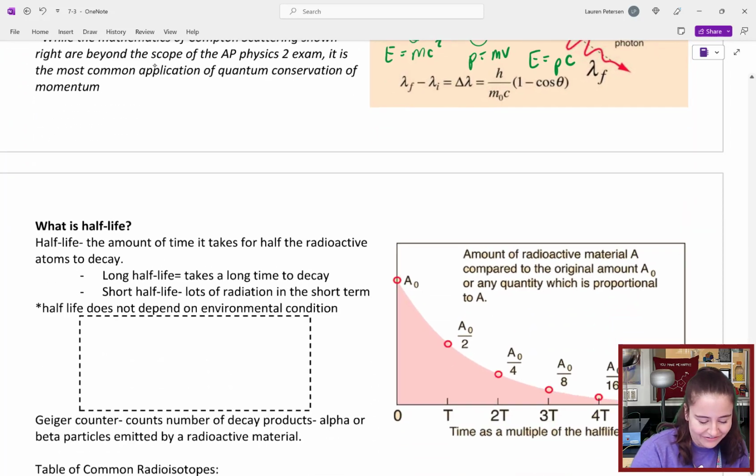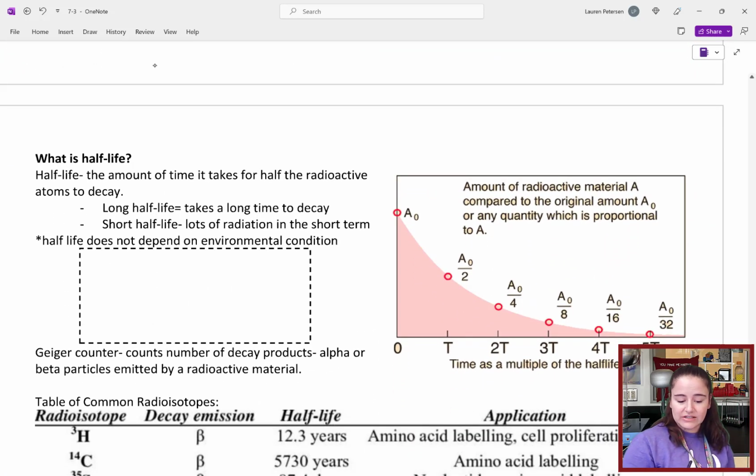So let's get into half-life. Half-life is the time it takes for half of the radioactive atoms to decay. So if something has a short half-life, it decays quickly, and you're going to get lots of radiation in the short term, which is really good when they want to track how something's moving through the body. Important to note, this does not depend on environmental conditions. The nucleus of an atom doesn't care if it's raining outside. It's not going to make it decay faster like a human body would. That was a little morbid, sorry. I don't know why my brain jumped to that. But nuclei don't care about environmental conditions in their decay.